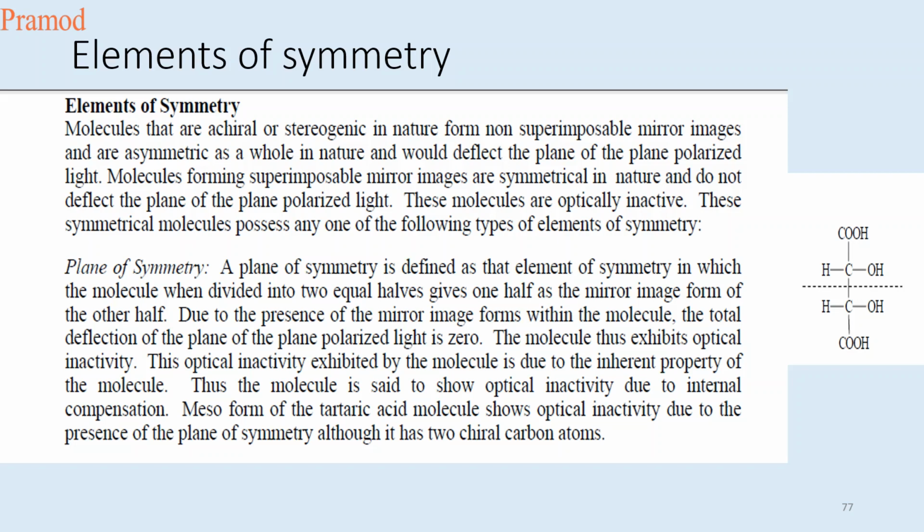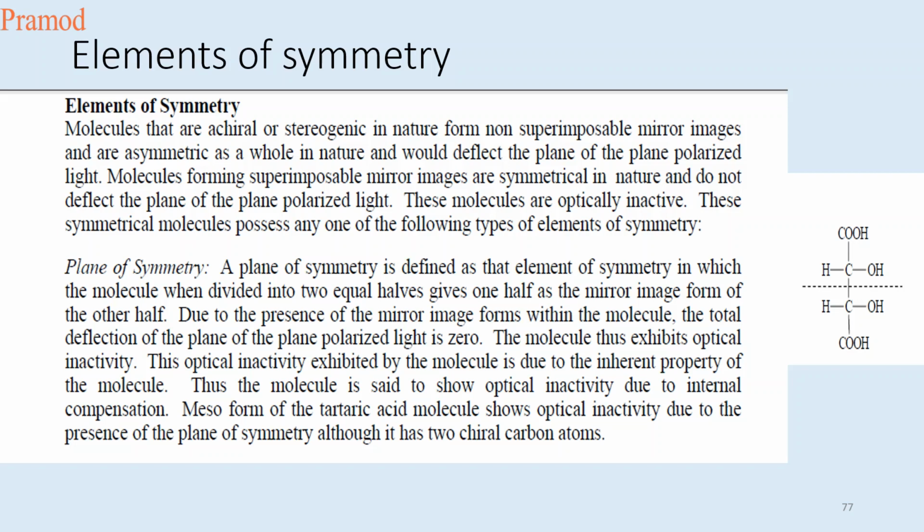A symmetrical molecule possesses any one of these elements of symmetry within it, so that it is superimposable on its mirror image and does not rotate the plane of polarized light. Now let's go one by one. First is the plane of symmetry. What is a plane of symmetry?